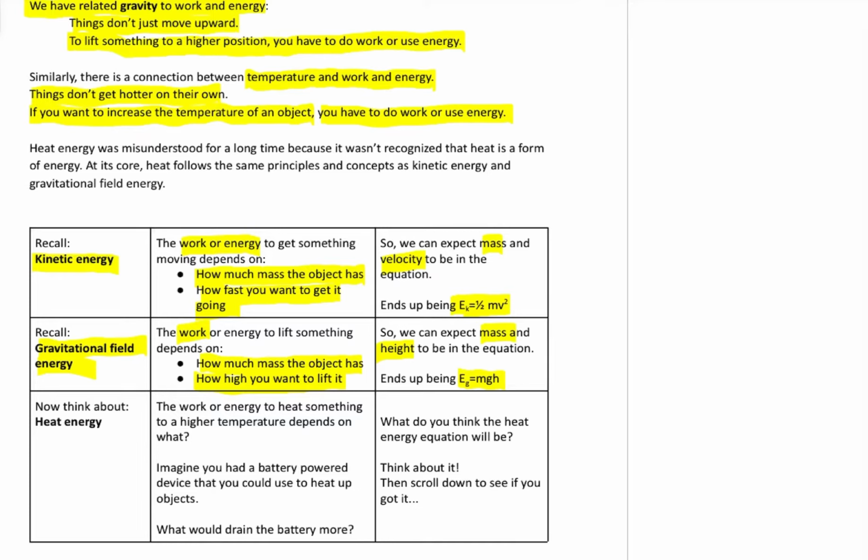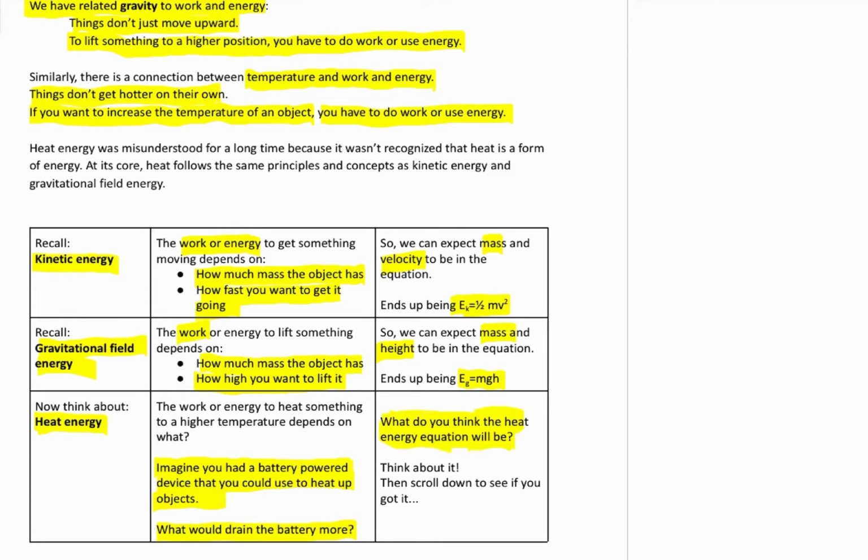Let's do the same sort of thing if we wanted to heat something up. To help, let's use our imagination a little bit. What if we had a battery-operated device? Maybe you're camping, or maybe you've got just this sort of magical device. It's powered by batteries, and when you touch objects with it, doesn't matter if the objects are solid, liquid, or gas, when you touch things with it and turn it on, it heats up the thing that you're touching. What would drain the battery more? What properties of the object that we're heating would make it take more energy to heat that thing up?